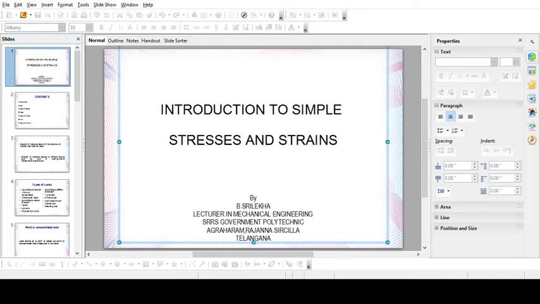Next, axial load. Axial loads are nothing but the loads which are acting along the axis of the structural member. The axis is nothing but the center line. The loads which are acting along the center line of the material or the body are nothing but axial loads.